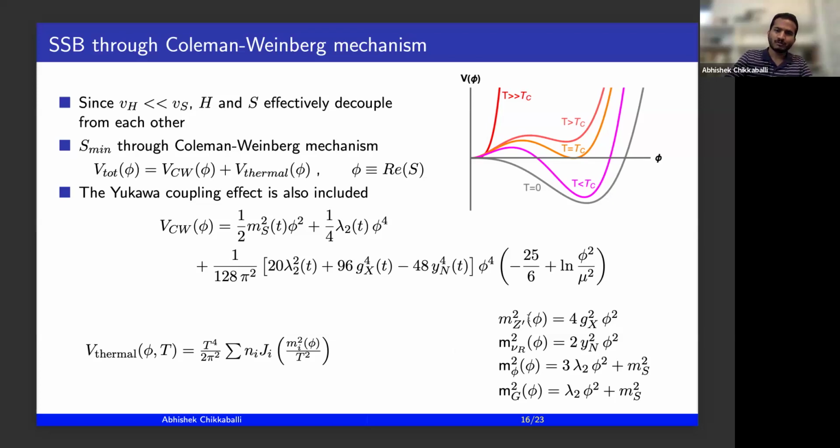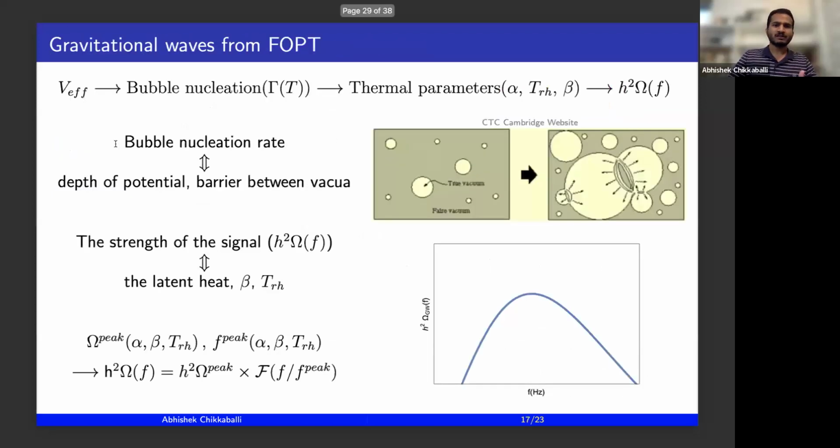And this is the thermal potential, which depends on the mass terms, which are dependent on the new physics couplings that we predict in this asymptotic safety framework. So in essence, we see that the new physics couplings that we predicted determine how deep the potential is in the true vacuum, what the height of the barrier is, and how these parameters evolve in a given thermal bath. And once we know the effective potential, we can use some of the standard machinery to calculate the gravitational wave amplitude.